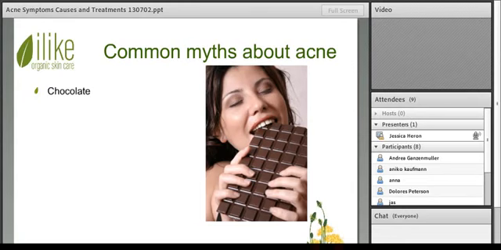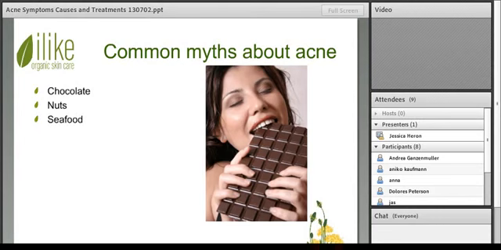So here are some common myths about acne. One common myth is chocolate. Chocolate isn't aggravating this condition at all, and doesn't cause any type of acne. Actually, chocolate, if it's in its raw, dark cocoa form, is really high in antioxidants and has a lot of nutritional value for eating. So that's a really bad myth. And I'm glad it's a myth too, because chocolate is wonderful.